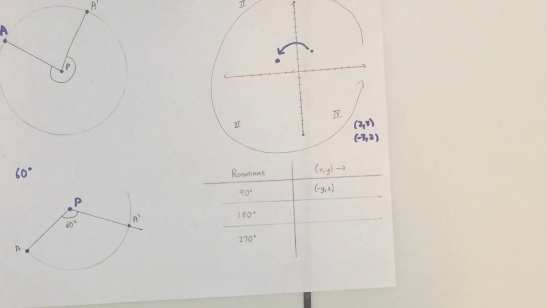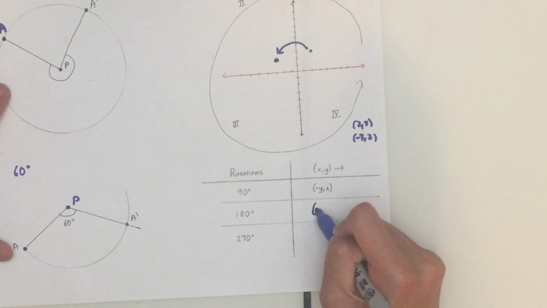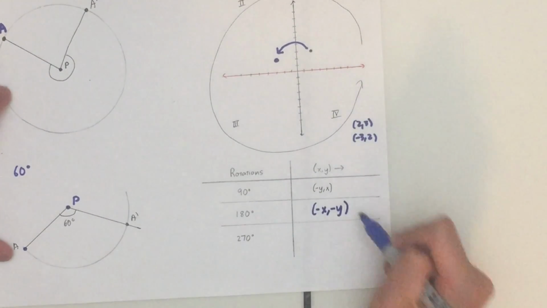Now 180 degrees. If you have (x, y), then it's going to turn into (negative x, negative y).